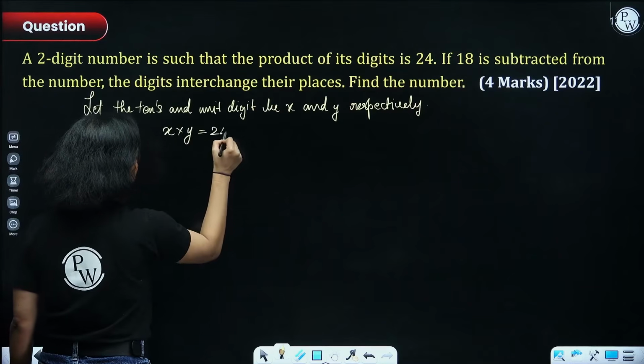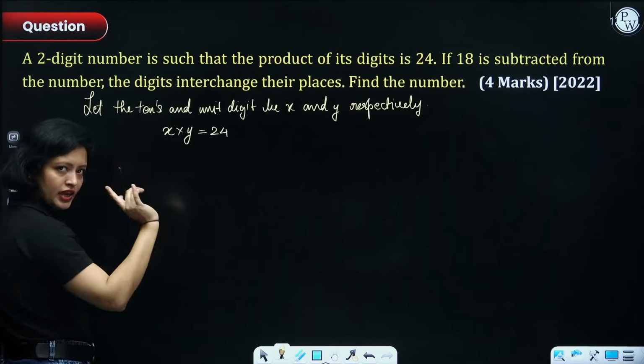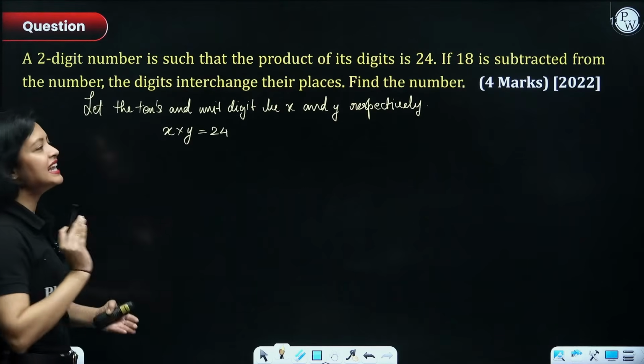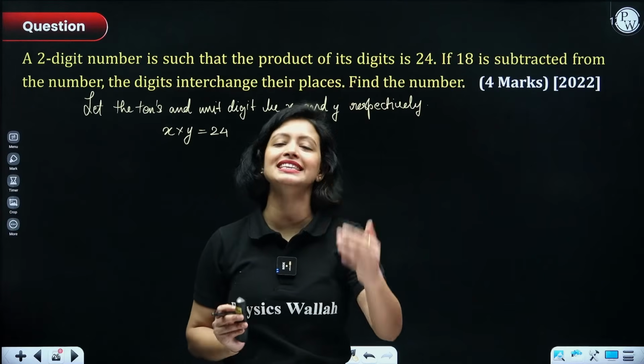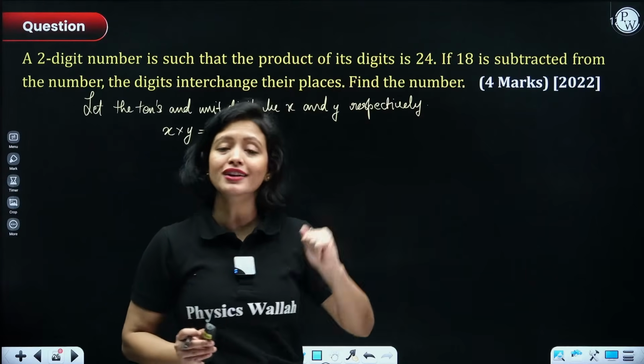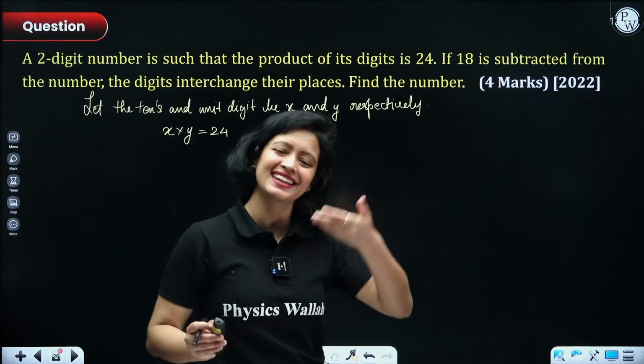I'll write that down, everyone. Okay? Okay, cool. Next thing. If 18 is subtracted from the number, the digits interchange their places. Okay. Pehle to let's see how to form the number. We have learned this in pair of linear equations also, but still let's see again.